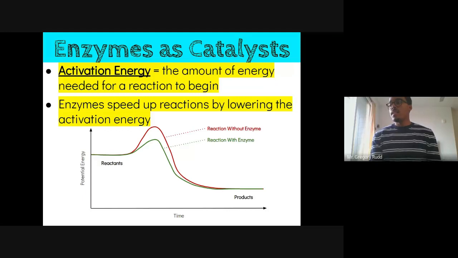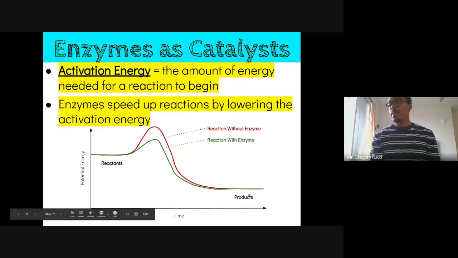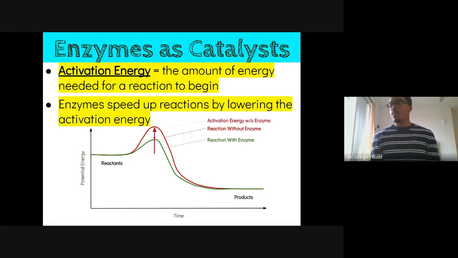Here's a reaction, similar reaction, but with the help of an enzyme. Same reactants, they're becoming the same products, but we should notice something here. The hill is much shorter. So without an enzyme, the activation energy is represented by this red arrow.